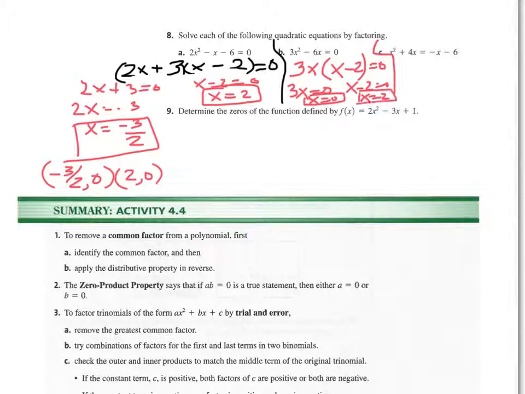So I should always be getting 2 solutions for these for a quadratic. A linear equation has one solution, x is to the first. Quadratic has 2 solutions where x is to the second.